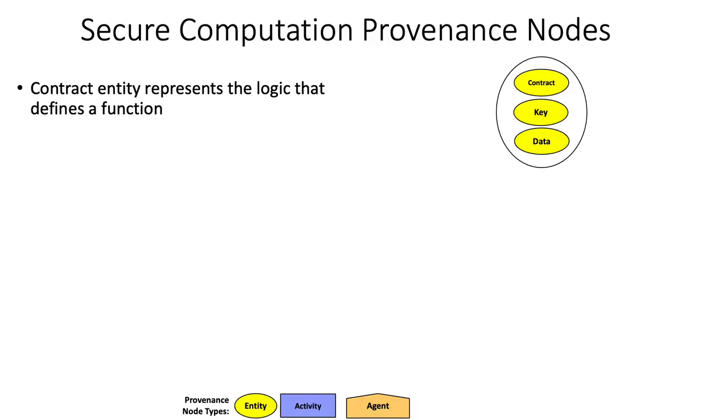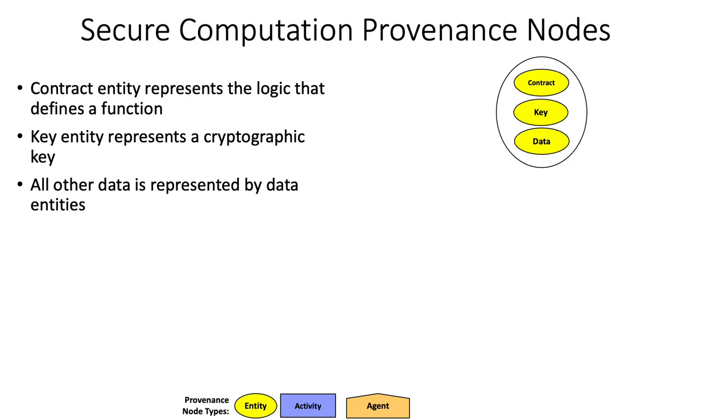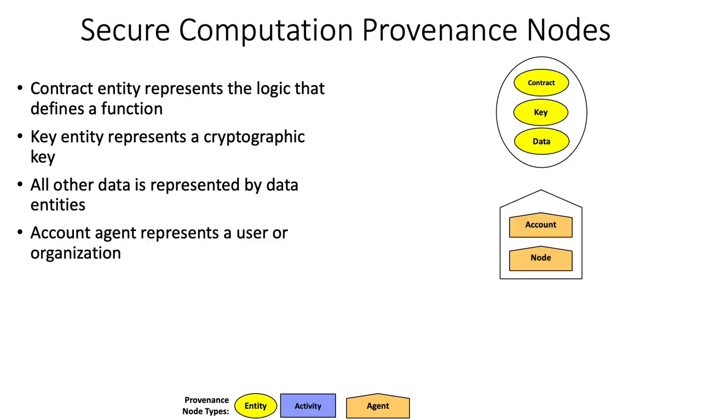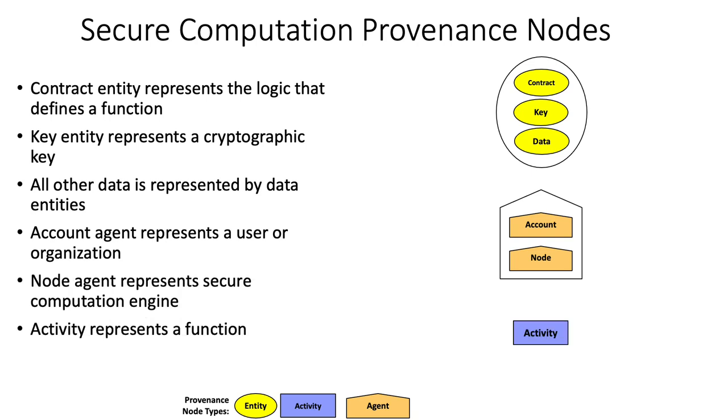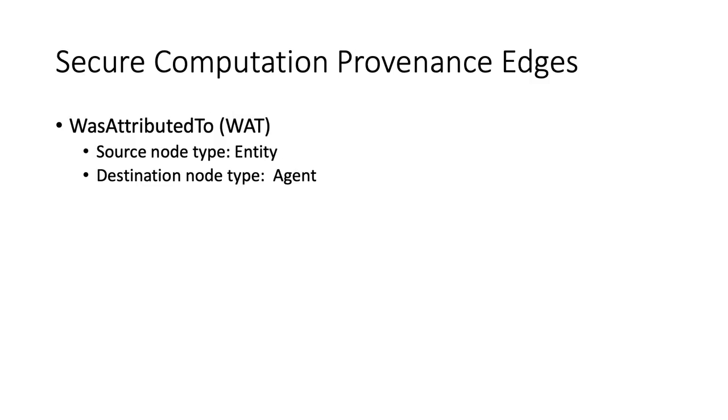Contract entities represent the logic that defines functions. Key entities represent cryptographic keys, and all other data is represented by data entities. Account agents represent users or organizations that own entities and share some responsibility for the execution of a secure computation. And node agents represent secure computation engines. Lastly, activities represent functions. Now let's discuss each of the provenance edge relations.